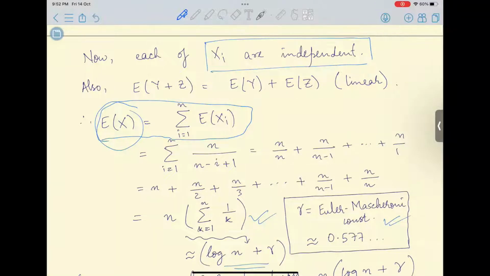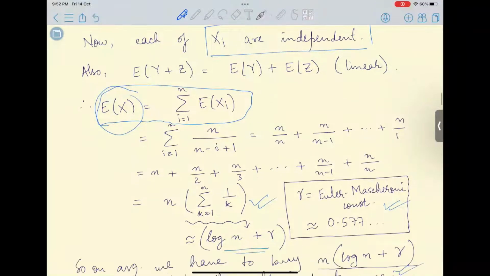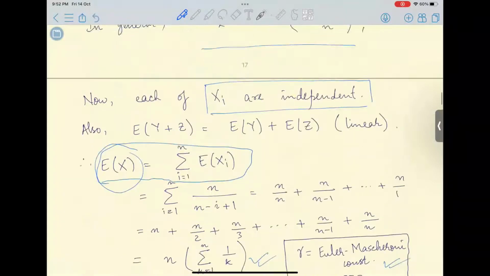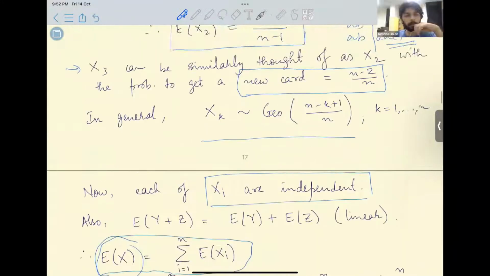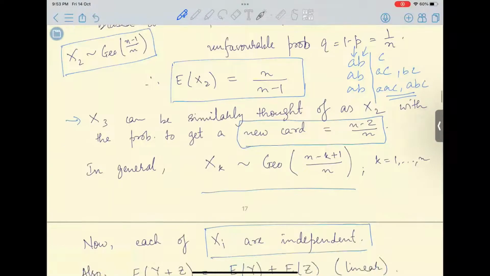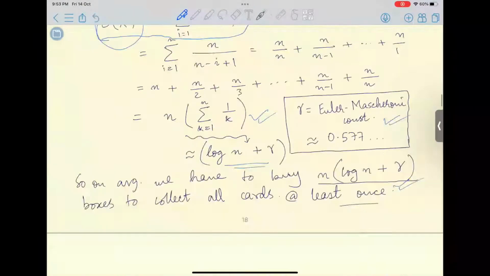Yeah, sir, like how E2, like, Sorry? So like E2, sir, I'm not able to hear you. Can you speak louder? Like E of bracket of X2 is equals to n by n minus 1.